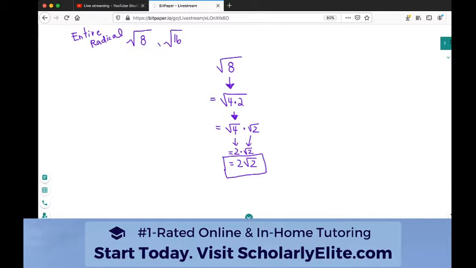I know that that seems kind of weird for those of us who have never been exposed to this before, but if you even look at some university physics textbooks, they leave answers like this all the time because it is the most simplified version of this number. Okay, so let's do another example to get a better look at this.